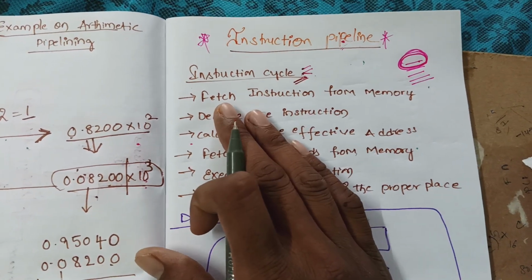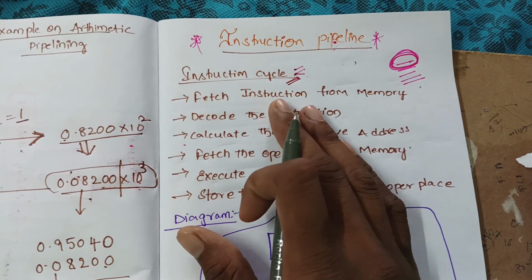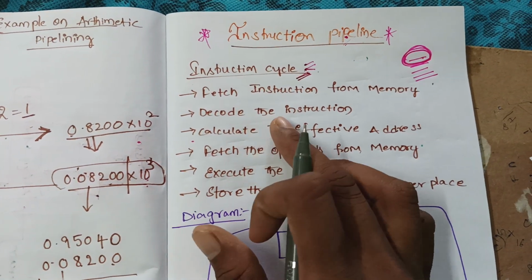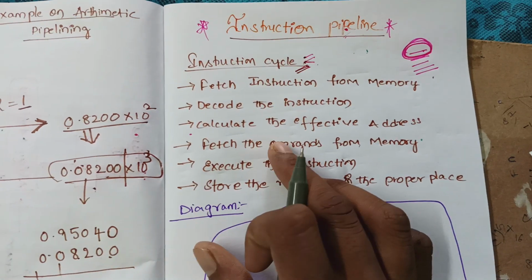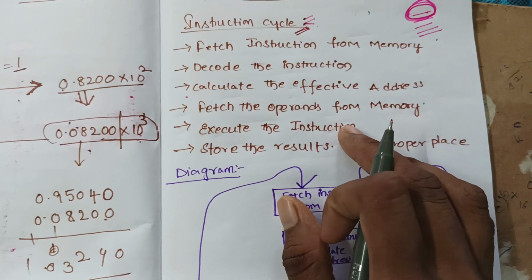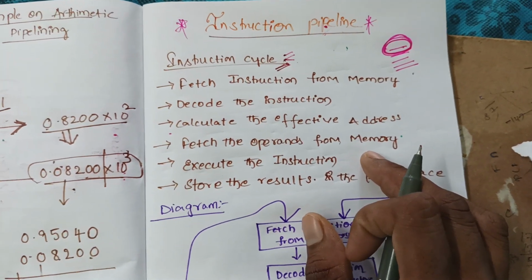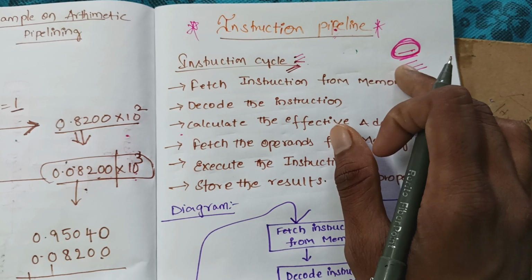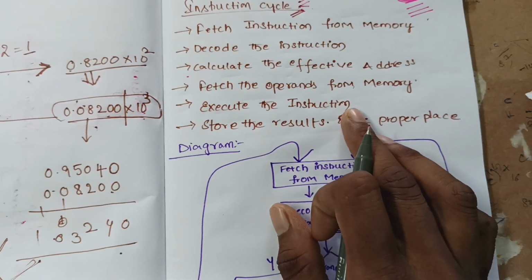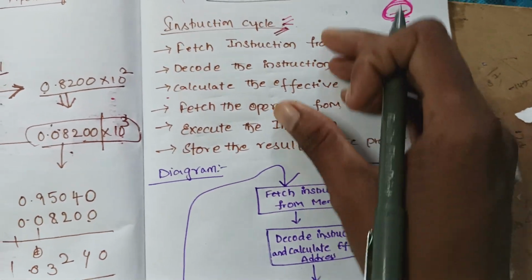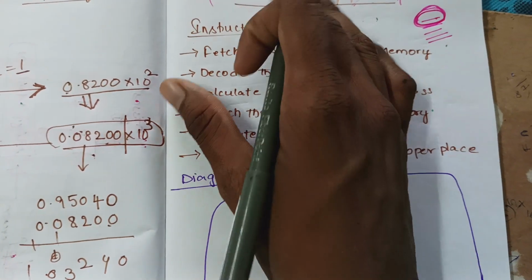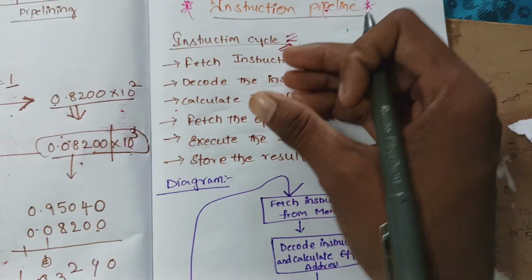So in the instruction cycle, the first step is to fetch the instruction from the main memory. Then we have to decode the instruction and calculate the effective address. Then we have to fetch the operands from the memory. That is, after the address calculation, we go to that address in memory and fetch the operands there. After that we execute the instruction and store the results in the proper place. These are the phases involved in the completion of one instruction at a time, and all these phases combined are called the instruction cycle.